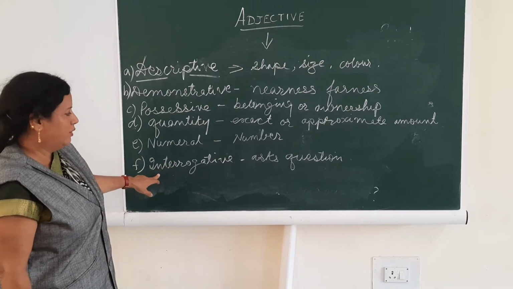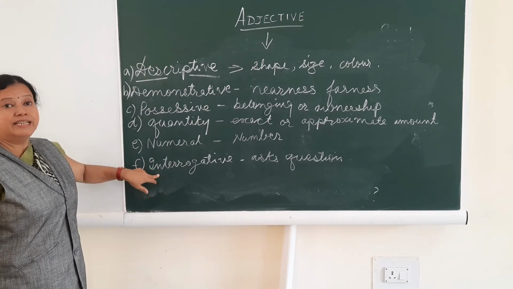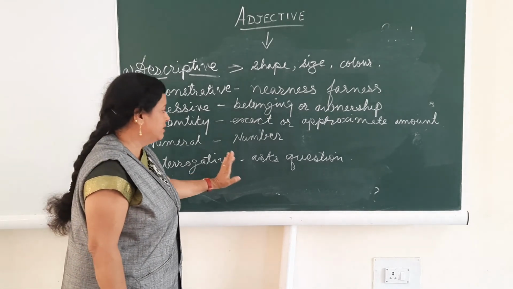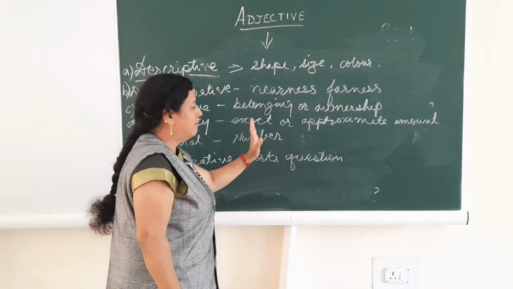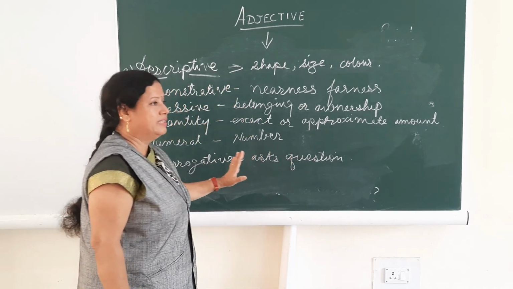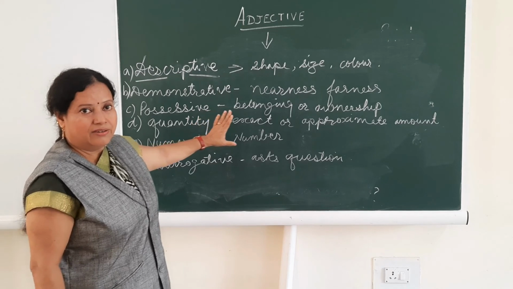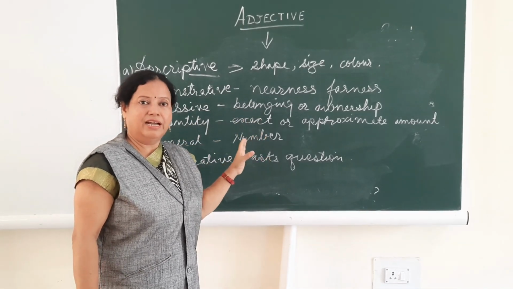Now interrogative. Interrogative, it interrogates, it asks questions. So a question word which has a noun after it is an interrogative adjective. Understood, children? The rest of the things we will read in our next video.